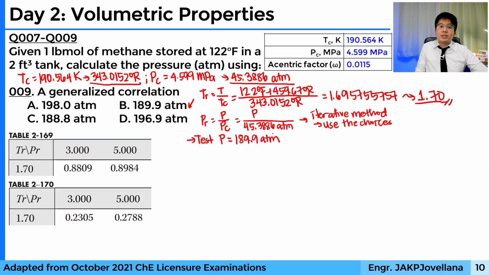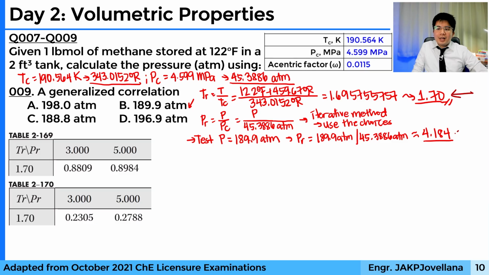189.9 atmospheres. So in this case, PR is equal to 189.9 atmospheres over 45.3886 atmospheres. So the reduced pressure, assuming this value of the pressure, is around 4.184. Now that we have values for the reduced temperature and reduced pressure, we can obtain the required values from the tables for interpolation. From table 2-169, we can obtain the values for Z0, while in the next table, we can obtain the value of Z1.